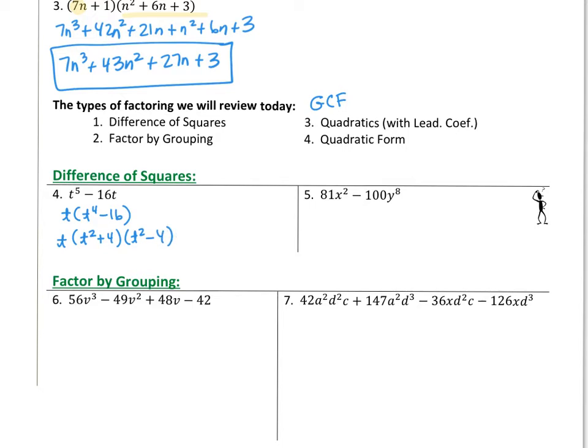But here's the kicker. You notice that, let me go to a highlighter here. Notice that this piece is still a pattern, okay? You got to watch for that. So there is another step. So this would be t times t squared plus 4 times t plus 2 times t minus 2.